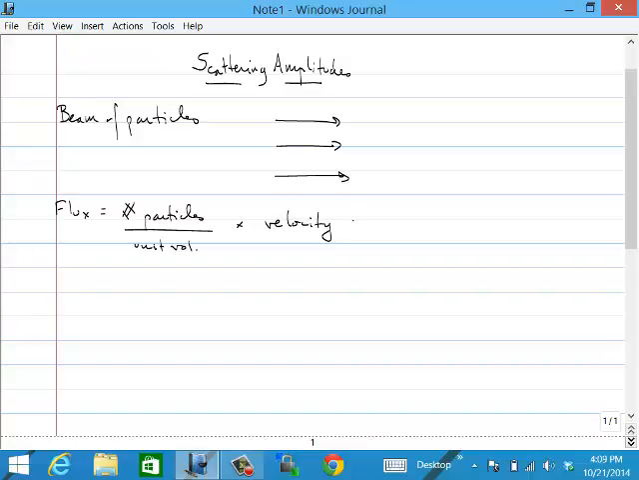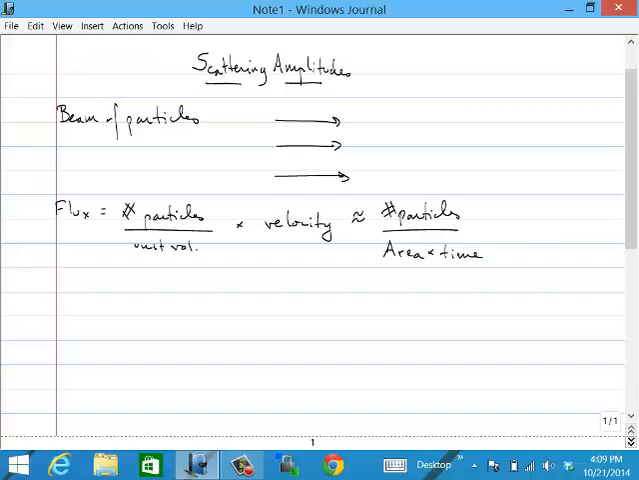So for example, you can see this is proportional to the number of particles, just by dimensional analysis, divided by an area times the time. Okay. And what we want to do is imagine that we have some flux of incoming particles, and you want to count the number of particles that will scatter.